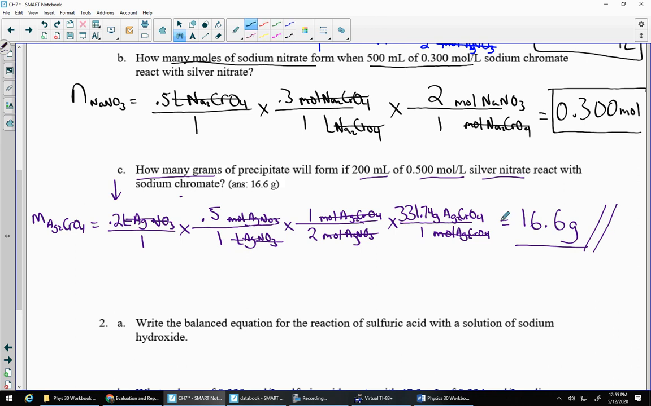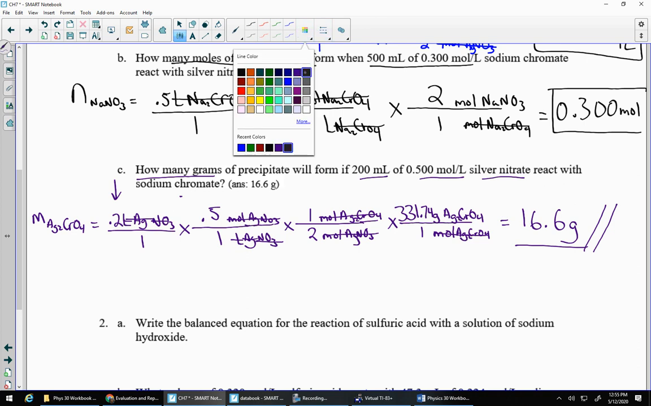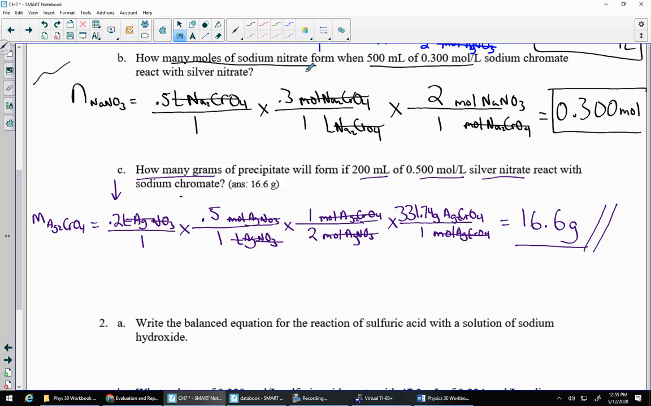I'll use a different color to recap. Actually, let's go back and do it this way. Different color to recap. There we go. So we found the moles. That's what we did here. Then we used our mole ratio to find the moles of something else. Then in this case, once we found the moles of something else, we used the molar mass to figure out the mass. Same thing over and over again.